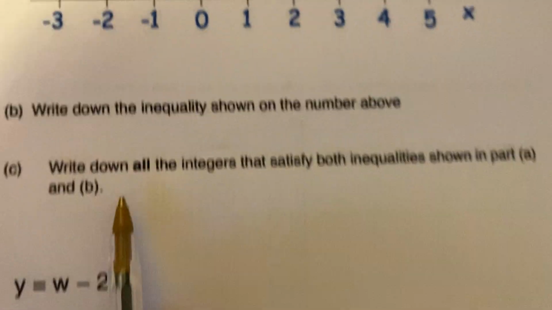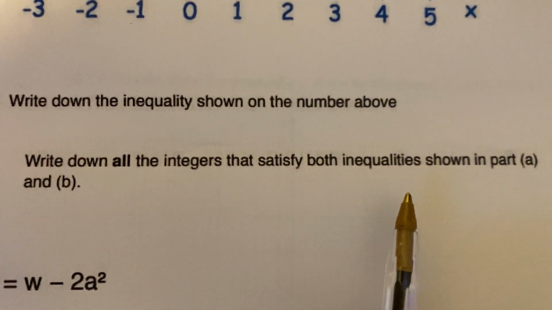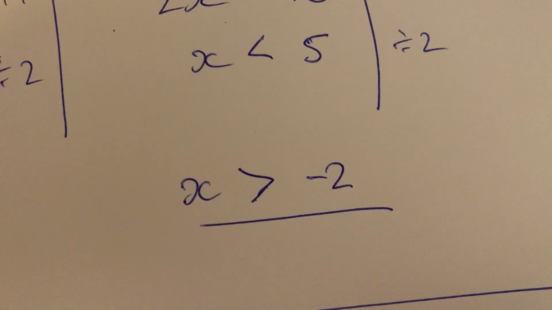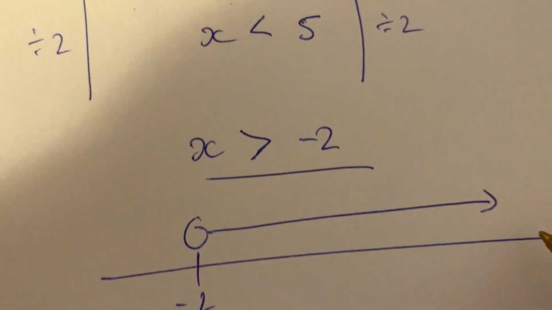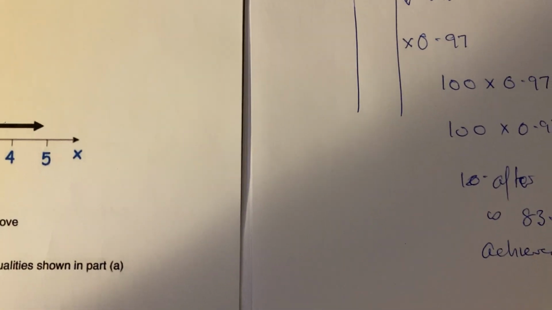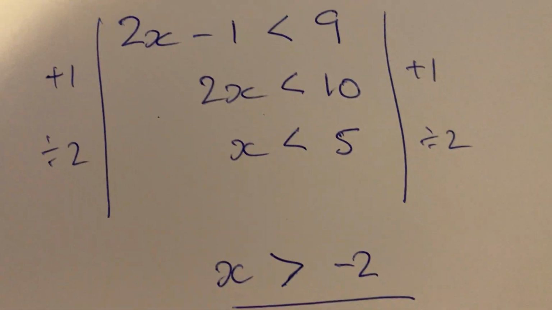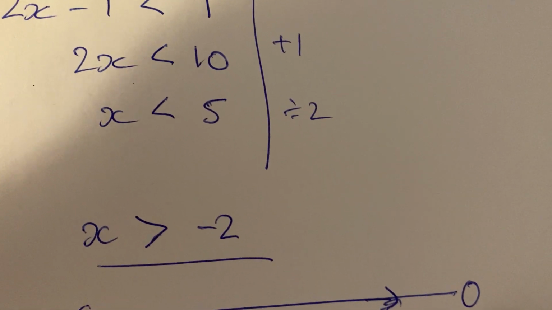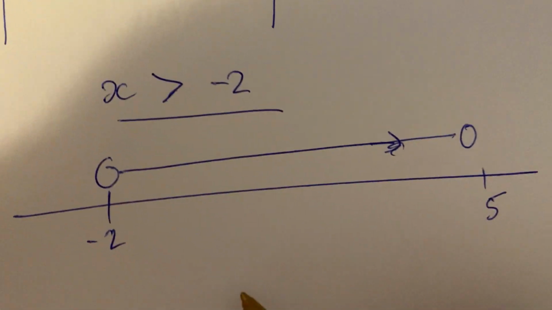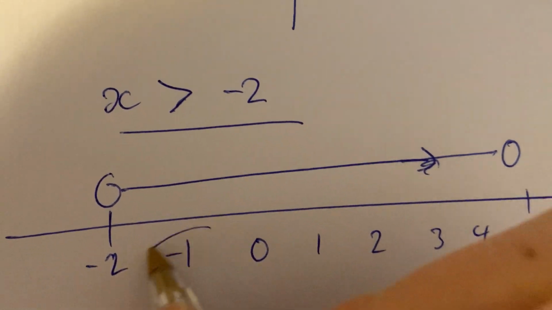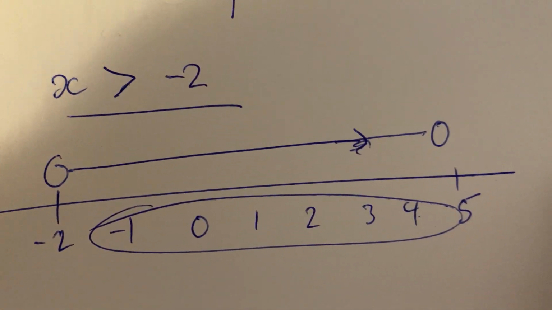Write down all the integer values that satisfy both inequalities shown in part A and B. Oh, okay. So we've got a value that's going to be greater than that. So here we go. This is -2, so it's going to be greater than -2. There's my -2. But also here, it said in A, x is less than 5. So if this is 5 here, it's got to be less than, so it's there. Now we don't shade it in, remember? And it wants all the integers, all the whole numbers. So we got -1, 0, 1, 2, 3, and 4. And that's our set of values.